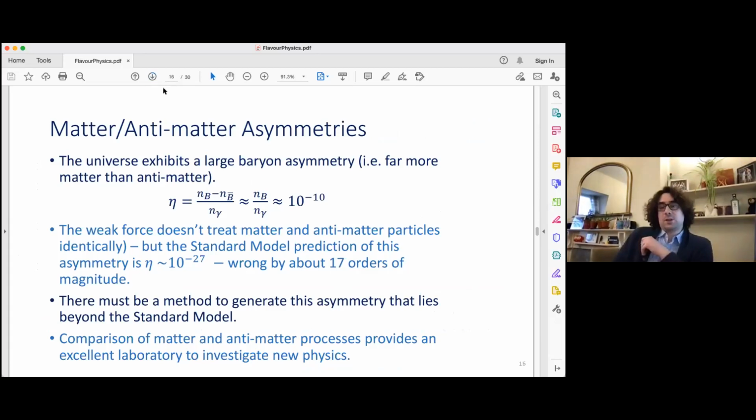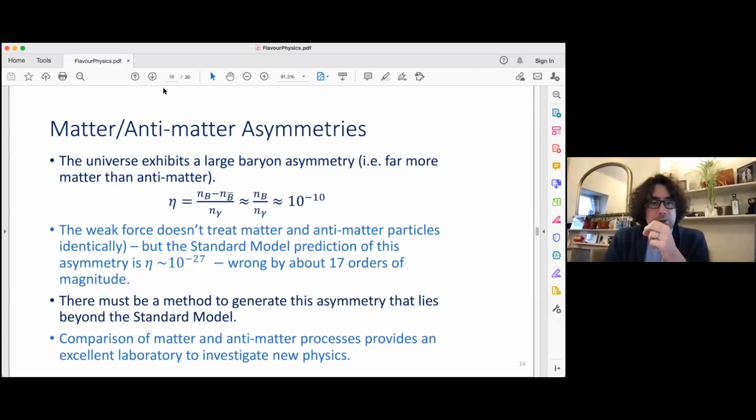So what are some of the measurements that LHCb are interested in? Well, we know that the universe exhibits a large baryon asymmetry, which is just a fancy way of saying that there's far more matter than antimatter in the universe. And I can quantify this by saying, if I look at the relative number density of baryons I have, of matter I have to antimatter compared to photons, and I find that if I go away and just evaluate this, I get something of order 10 to the minus 10.